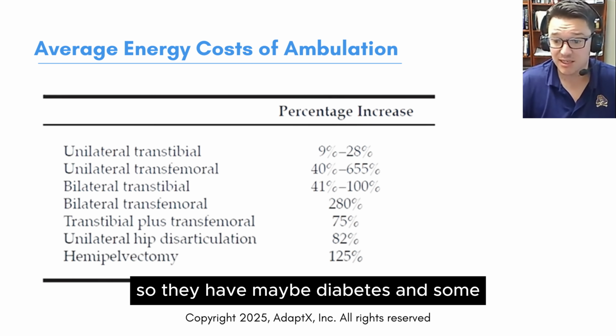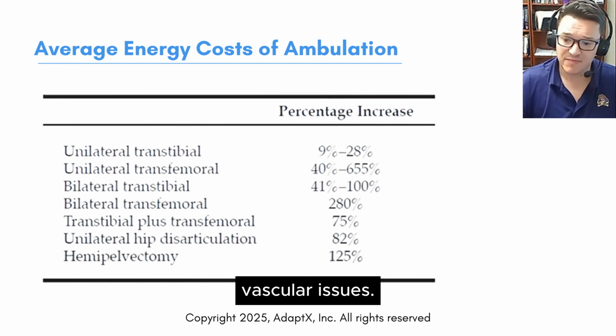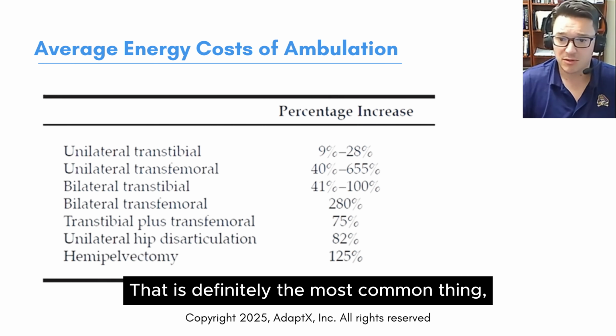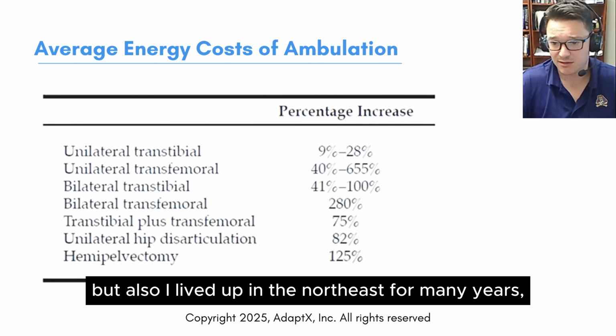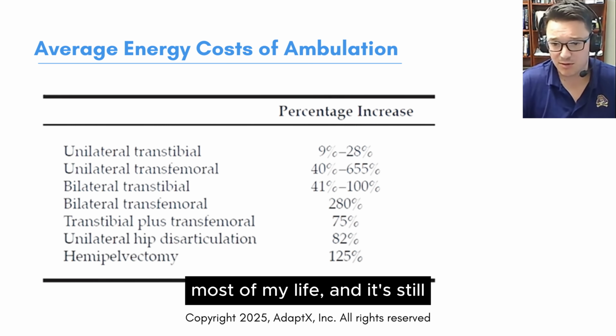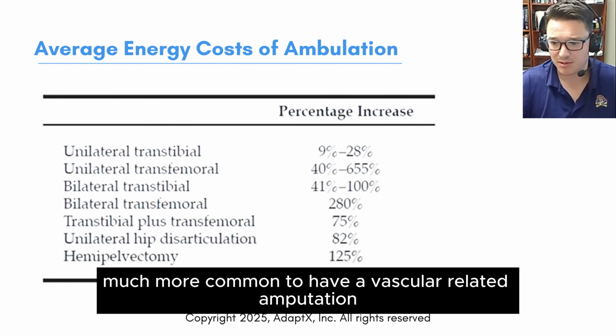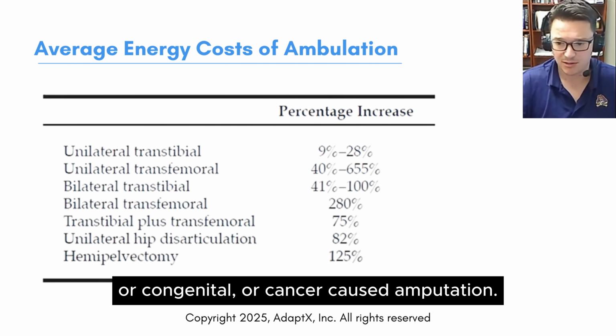So they have maybe diabetes and some vascular issues. That is definitely the most common thing. Very big down here in the South, but also I lived up in the Northeast for many years, most of my life, and it's still much more common to have a vascular related amputation than it is to have a traumatic or congenital or cancer caused amputation.